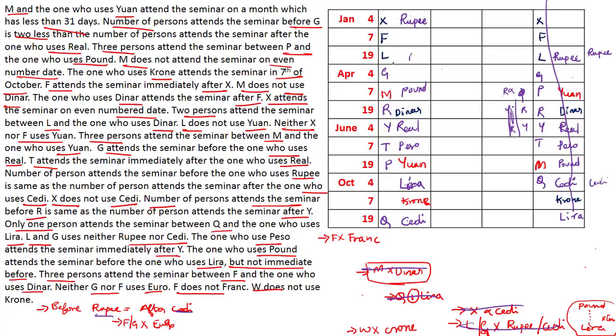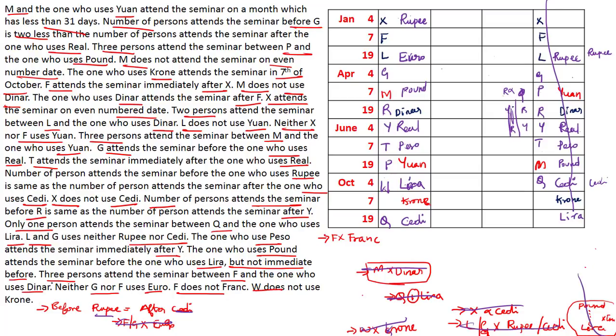So if euro cannot be placed here, only one possibility, euro has to be placed here. Okay, this is also done. Now W does not use krone. So if W does not use krone, only one possibility, that W has to be at this particular place. So W would use lira. So this is also done. Okay, this is also done.